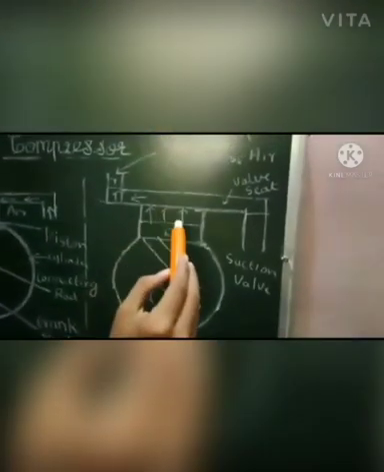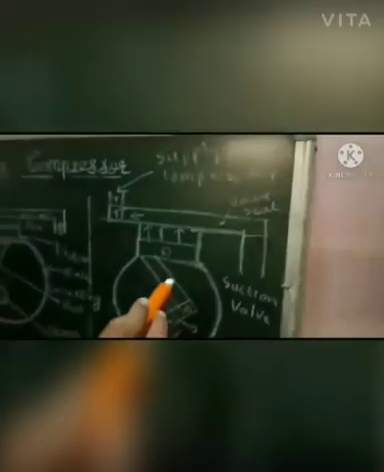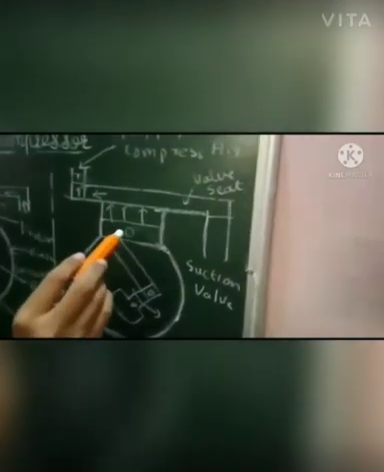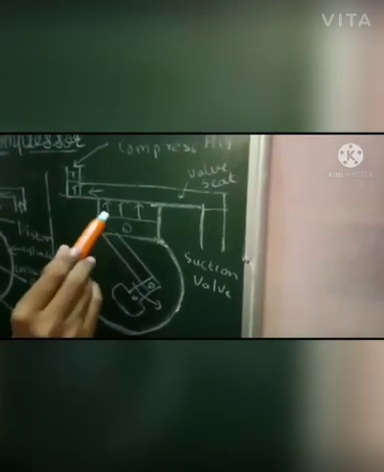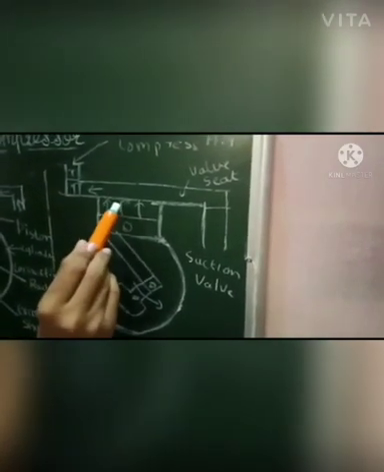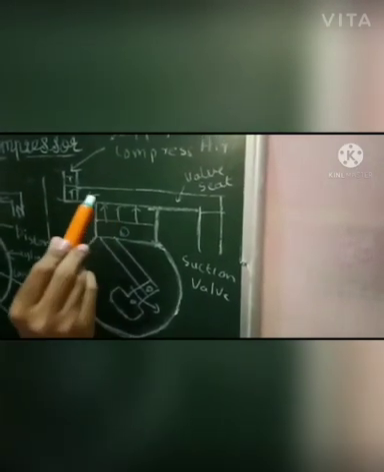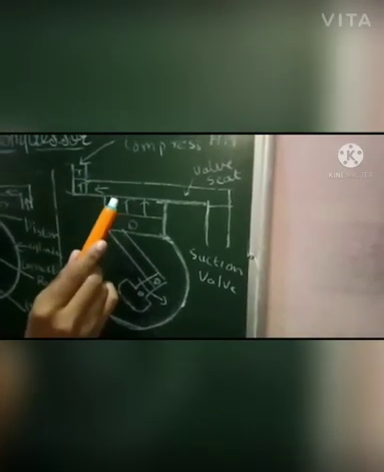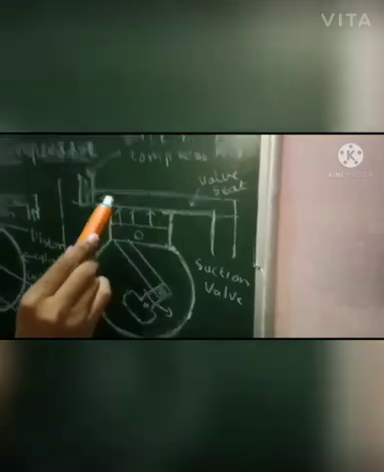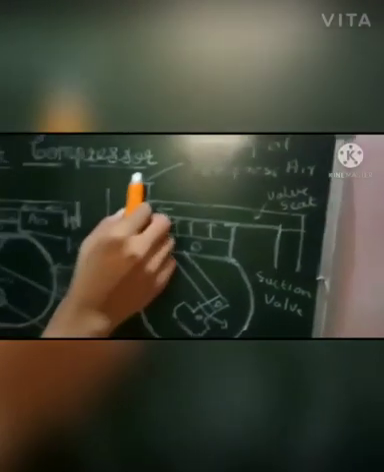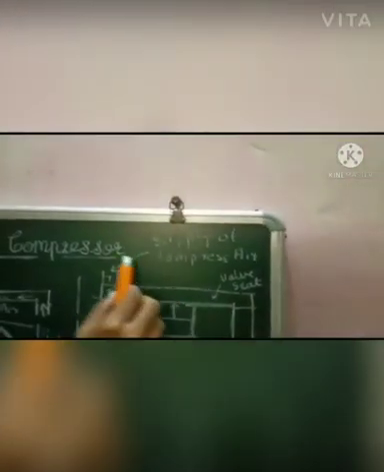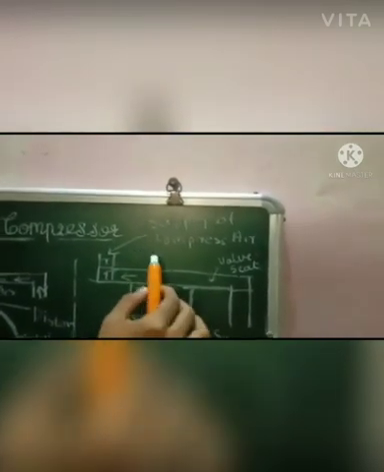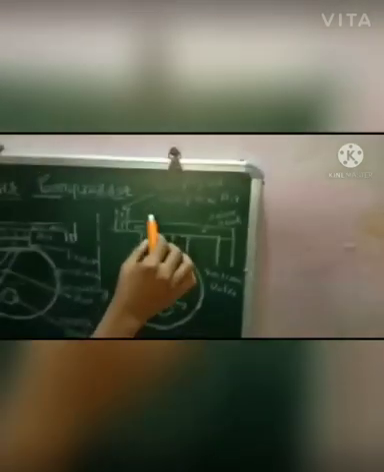Now in this figure, as the suction valve closes, the piston of the air compressor moves upward and it compresses the air, and the pressure inside the air compressor increases and the discharge valve opens and we get the supply of compressed air. This happens because atmospheric pressure is less than the pressure of the compressed air.